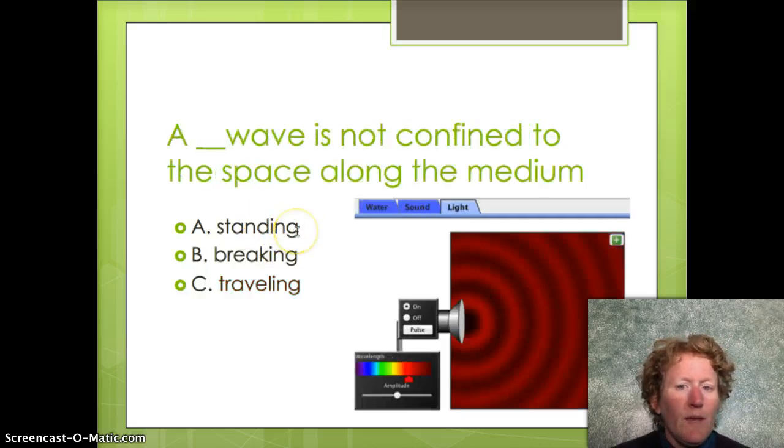And which kind of wave is not confined to the space along the medium? Standing, breaking, or traveling?